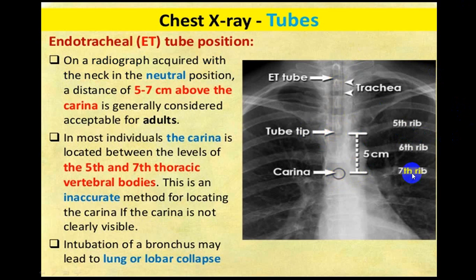While the carina angle is close to the 7th rib. So it is 5 to 7 cm above the carina. That is the most common position of the endotracheal tube.